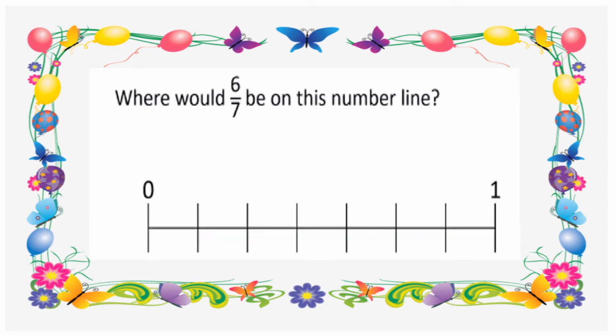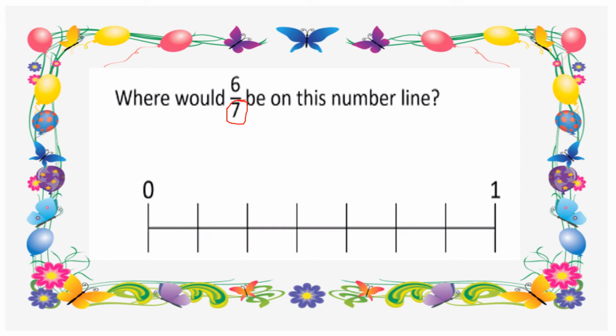Well done. Now, where would 6/7 be on this number line? The number line has been divided equally from 0 to 1. How many parts has it been divided into? As you can see, we already know it's divided into 7 equal parts because our denominator is what? 7. So where will 6/7 be on this number line?